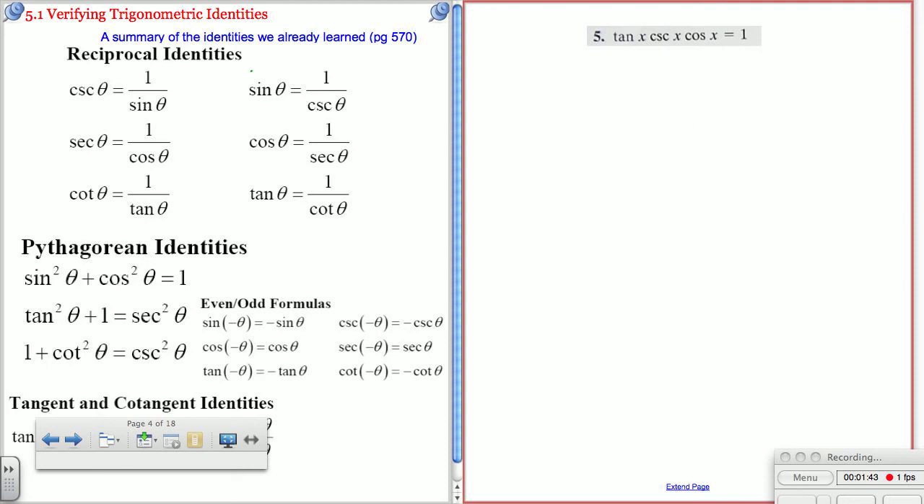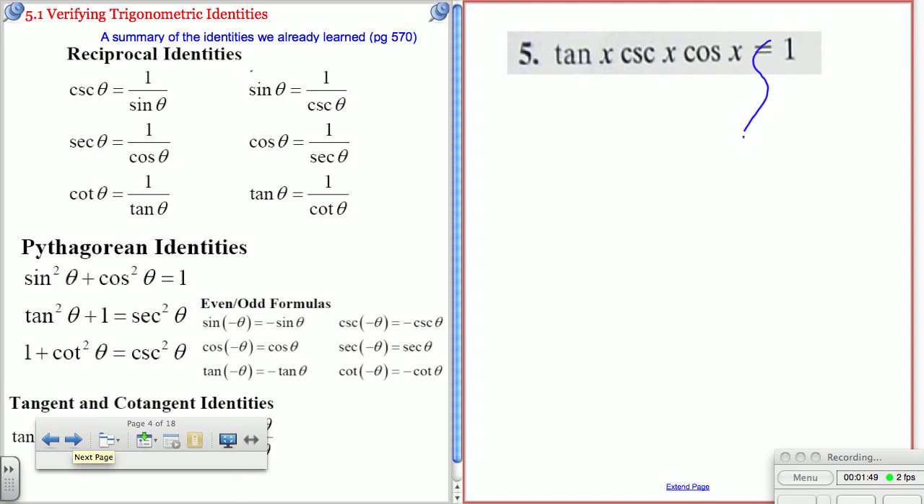Number 5. Starting once again with the left side, let's go ahead and switch all of these. Tangent is going to be sine over cosine. Cosecant, 1 over sine. And I'm going to leave the cosine the way it is, but I'm going to rewrite it as cosine over 1.